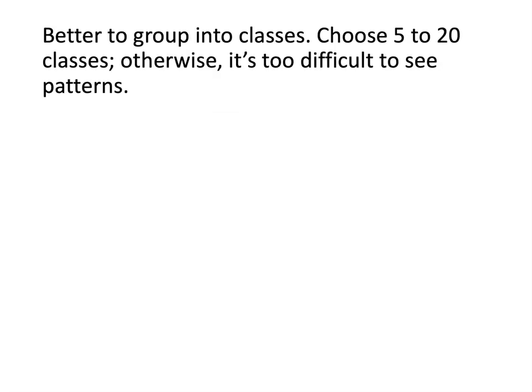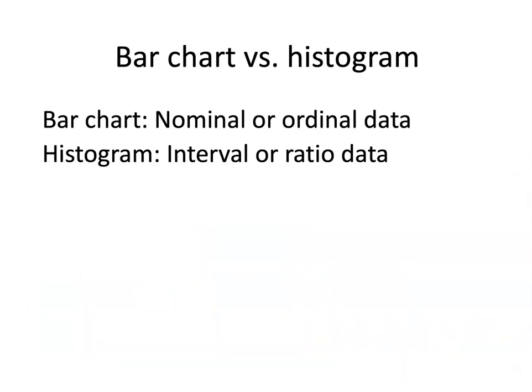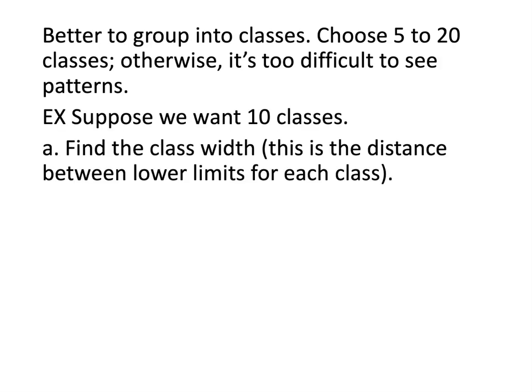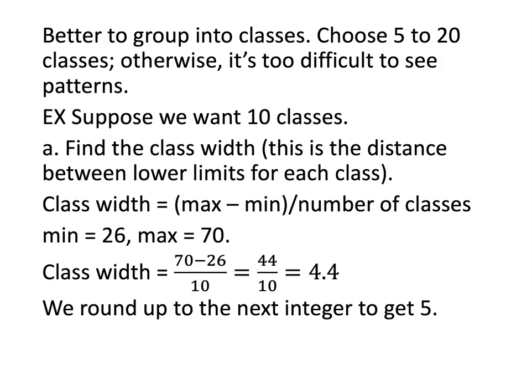Okay, rather than have something goofy like this, it's better to graph it into classes. Choose 5 to 20 classes, otherwise it's too difficult to see patterns. Okay, suppose we want 10 classes. Let's find the class width. That's the distance between lower limits for each class. Well, the class width is going to be the max minus the min divided by the number of classes. The min in this case is 26.